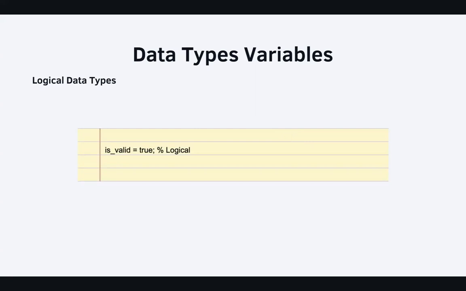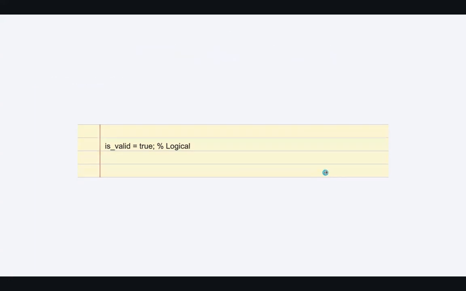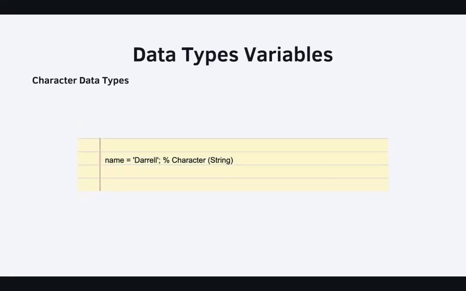Logical data types. MATLAB's logical data type is used for true or false values or logical operations. Character data types or string. MATLAB uses single quotes to define character arrays which represent string characters.